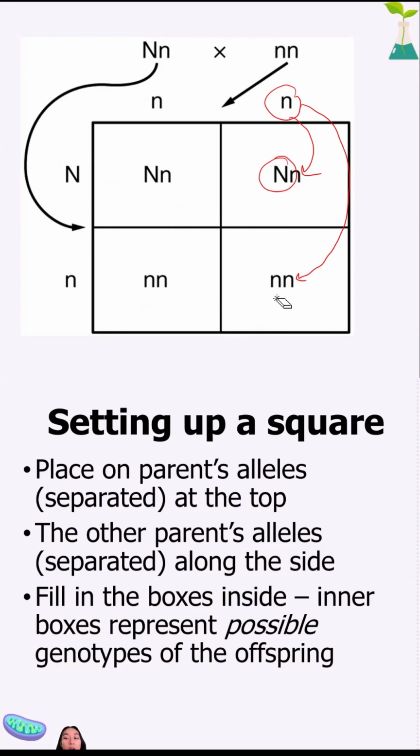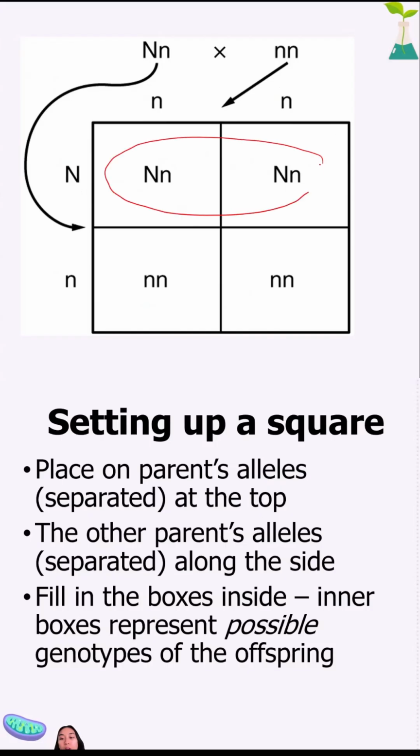What the boxes inside of the Punnett square represent are the possible genotypes of the offspring, and it also gives you a ratio. So for example, half of the offspring here, 50% of the offspring, are going to be uppercase and lowercase n, also known as heterozygous. And then 50% of the offspring are going to be the homozygous recessive.